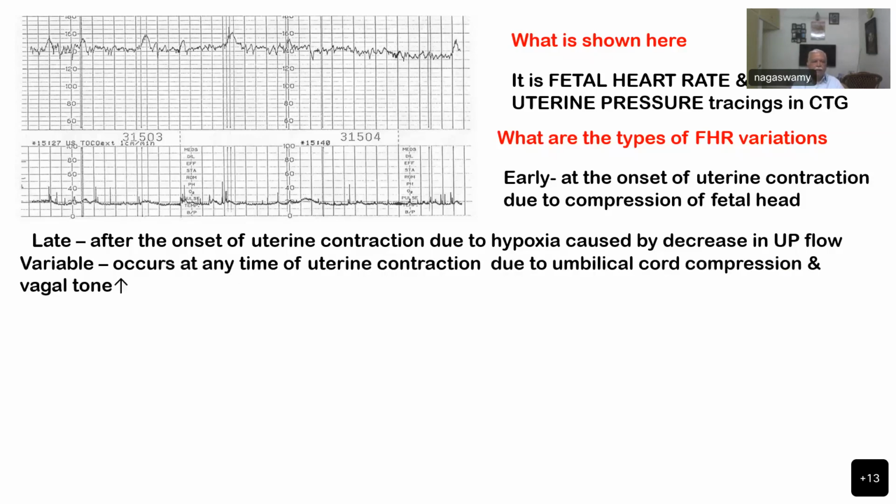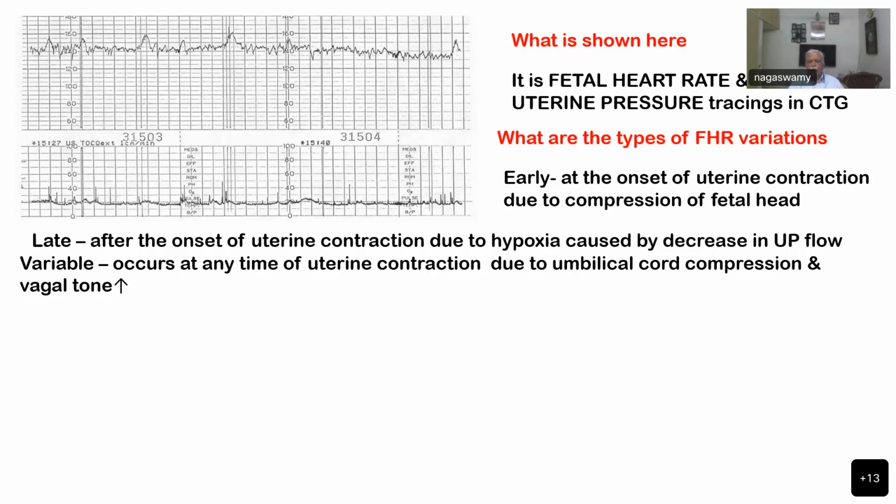Then there is variable deceleration, which occurs at any time of uterine contraction due to umbilical cord compression and increase in vagal tone. So these are the three types of decelerations: early, late, and variable, which is a very important thing that can be asked in your discussion during a PIH case.